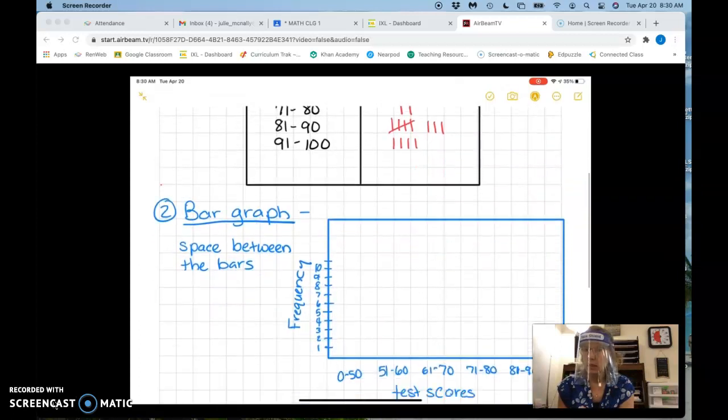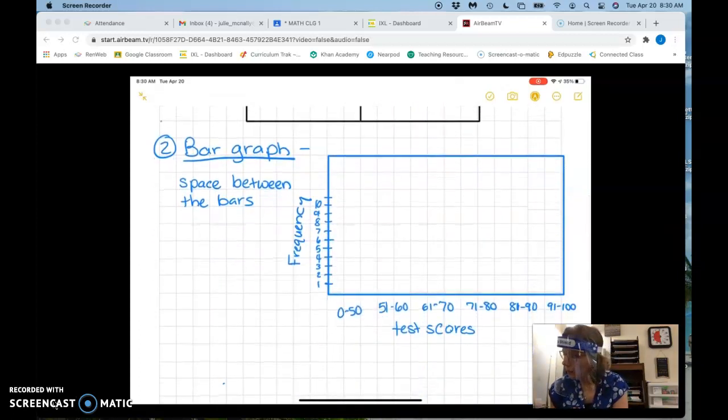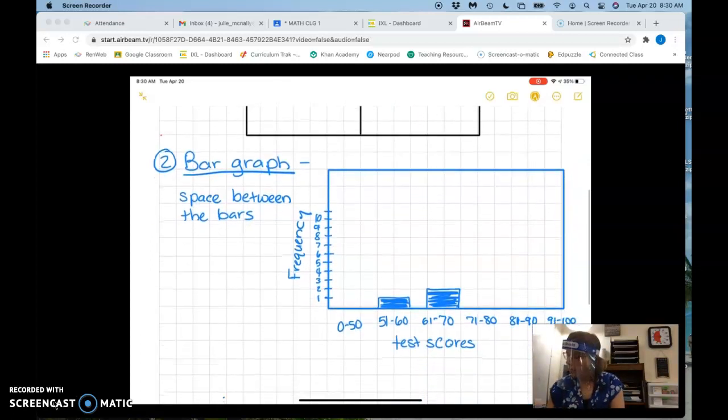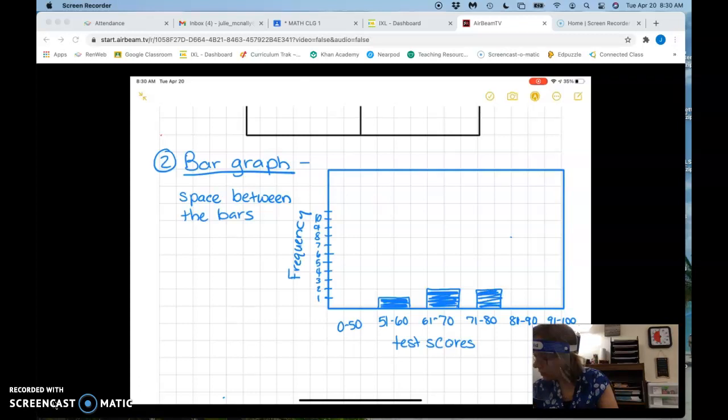Between 51 and 60, I had 1. So I'm going to use the 51 and 60, and I'm just going to shade up one little box. Now remember, bar graphs have space between the bars, so I don't want my bars to be touching. In 61 to 70, there were 2 kids. So I'm going to draw my bar up to the number 2. I think 71 to 80 also had 2. 81 to 90 had 8, which is up here.